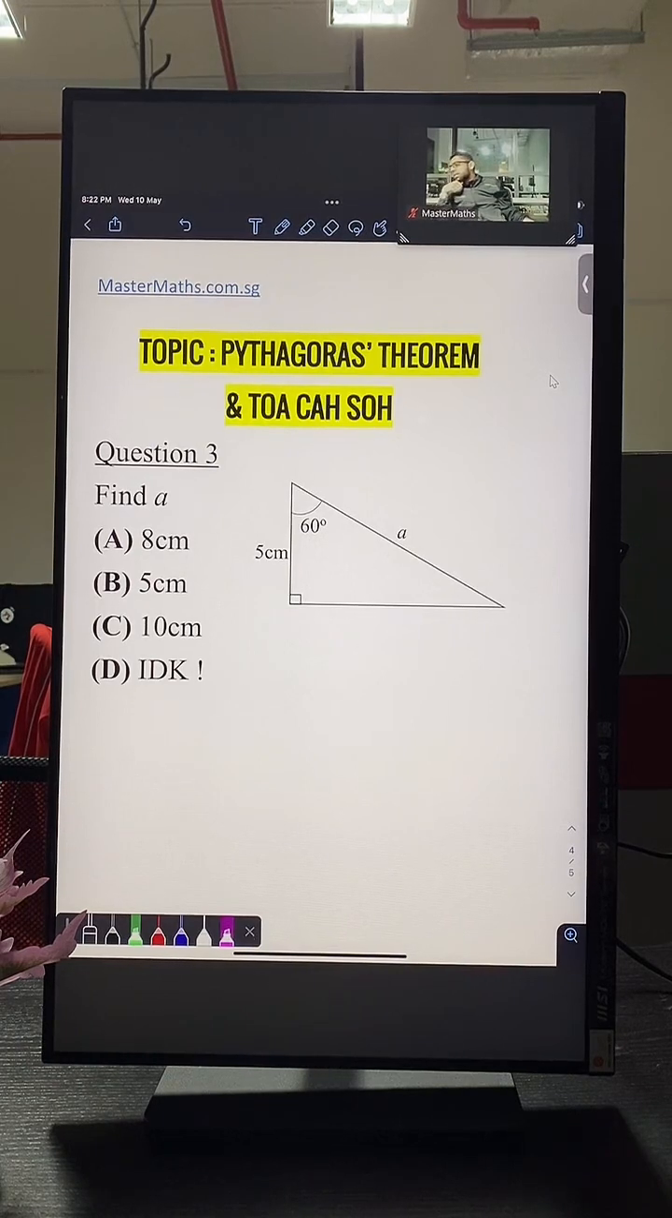Find the value of, not angle, this time it is a hypotenuse. What is the hypotenuse A known as? Is it 8 cm? Is it 5 cm, 10 cm? Or option D, IDK. It means I don't know. Okay guys? Is it A, B, C, or D? Which one is it?